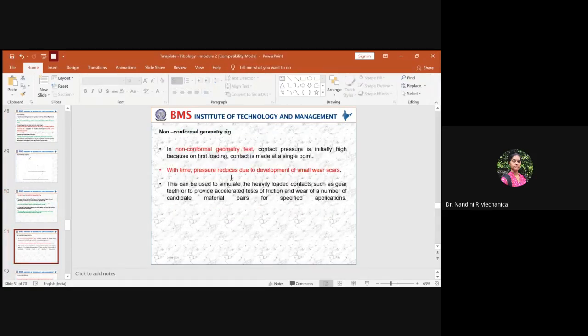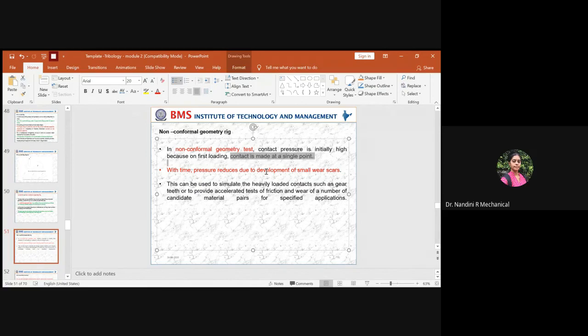Next, we need to go for non-conformal geometry rig. So what happens in case of non-conformal geometry test? Here, the contact pressure is initially high. Why? Because of the first loading. Then the contact is made at a single point, right? So it depends upon whether the load you are applying across the contact area is pointed at a single point or it is uniformly distributed.